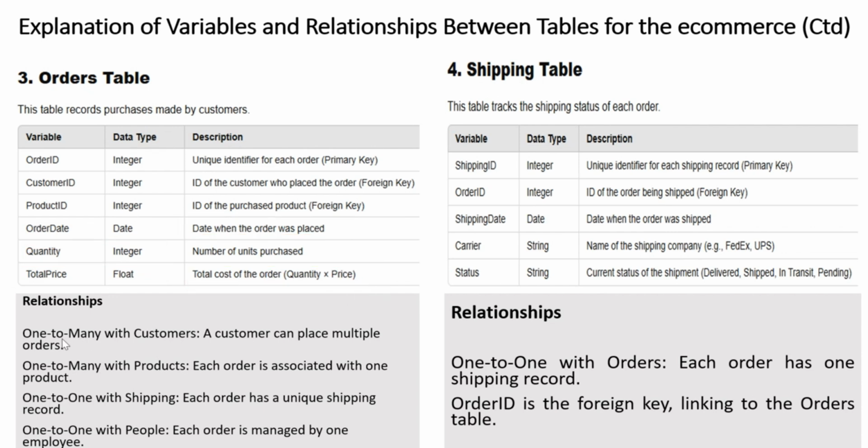Now, the relationships. So this one has a one to many relationship with customer again. So a customer can place multiple orders, right? One to many with products. Each order is associated with the product. One to one with shipping. It means that that item is one in the order table.